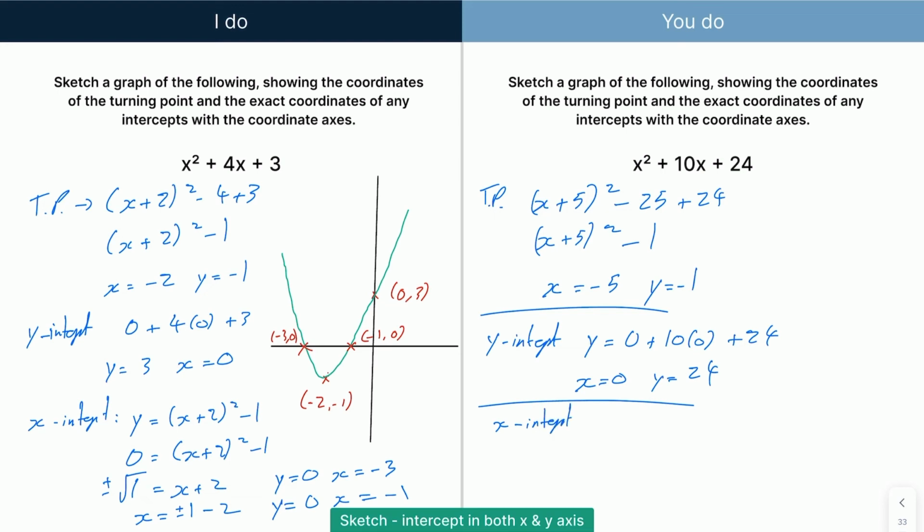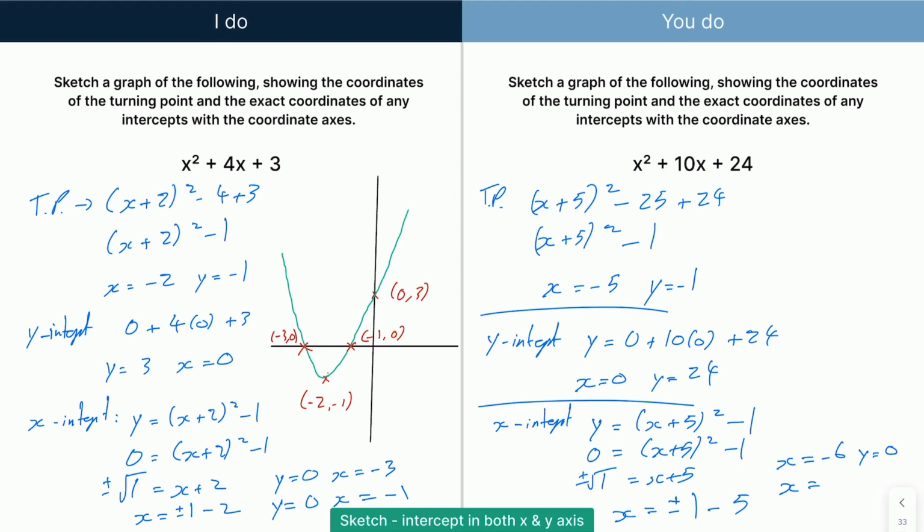And then finally the x-intercept. For the x-intercept, we're just going to copy the completed square that we've done there. We're going to copy that down here. We're going to say, well, y is equal to x plus 5 squared minus 1. We just make y equal to 0. So that's x plus 5 squared minus 1. Move the 1 over, so that's going to be the square root of plus or minus 1 is equal to x plus 5, which means that x is equal to plus or minus 1, because the square root of 1 is just 1, minus 5. So that means x is equal to minus 6 when y is 0, or x is equal to minus 4 when y is 0.